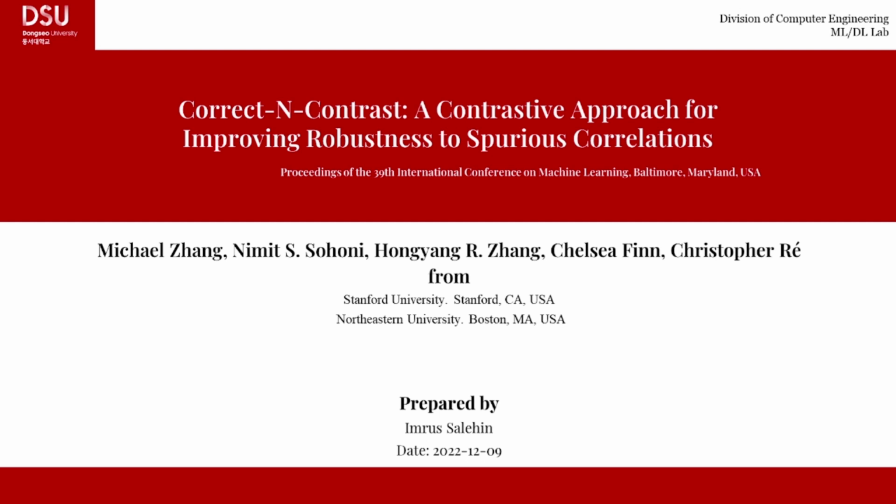Welcome to my presentation. Today I discuss a deep learning research paper. The paper title is Correct-n-Contrast: A Contrastive Approach for Improving Robustness to Spurious Correlations.